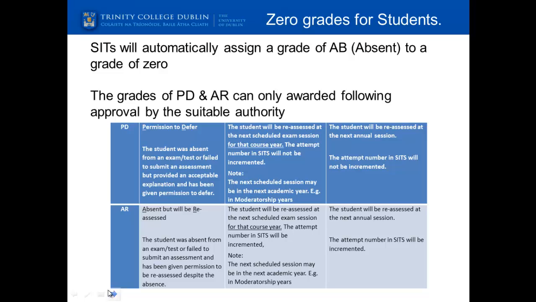The grades of PD and AOR can only be awarded following approval by the suitable authority, such as the Senior Lecturer or Dean of Graduate Studies. With permission to defer, or PD, the student was absent from an exam or test or failed to submit an assessment, but is provided an acceptable explanation and is given permission to defer. The attempt number in SITS for this student will not be incremented. When the student is reassessed, it is viewed as if it is their first sitting of this exam or the first time they have resubmitted their assessment component.